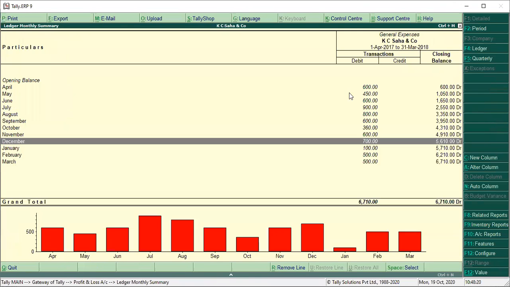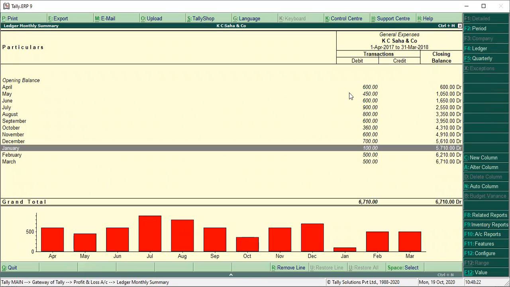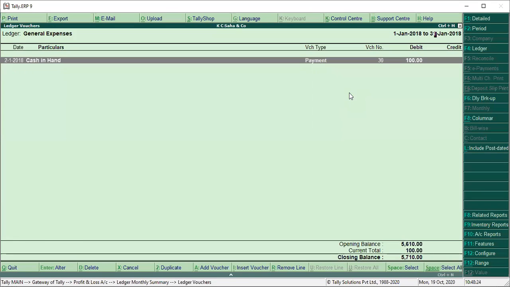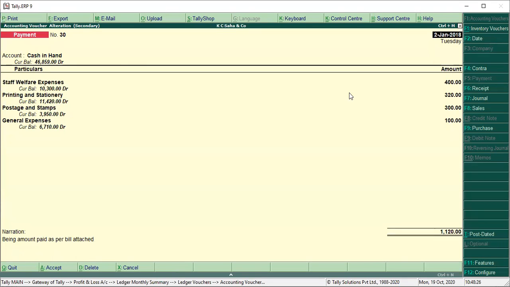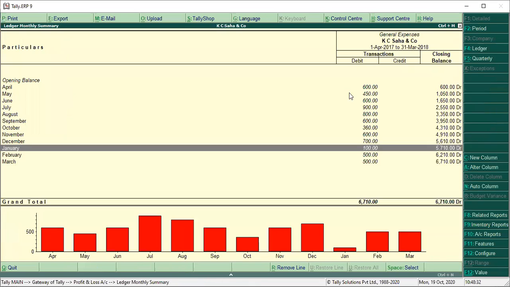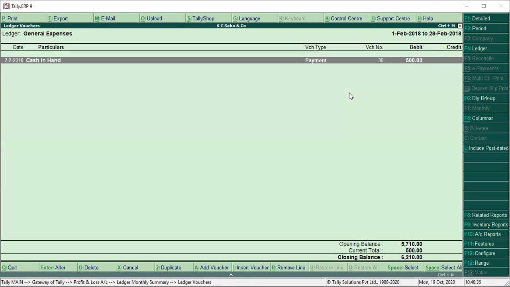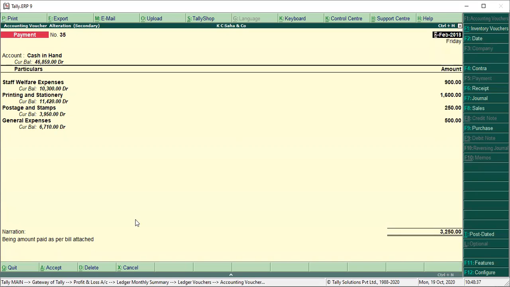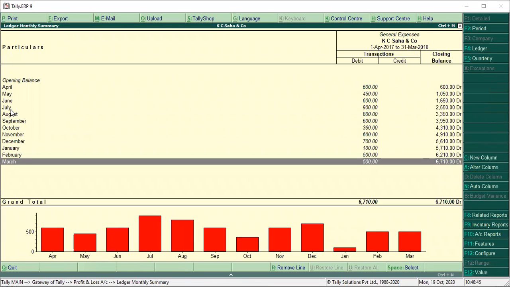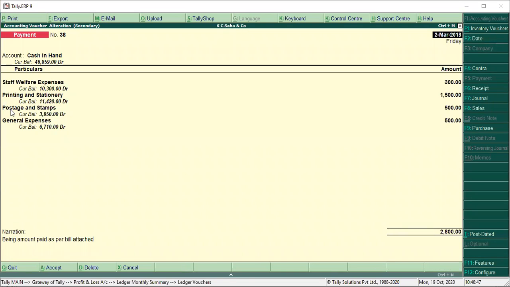Okay, the next is January month. 100 rupees. Amount paid as per the bill, they are saying. Okay, matlab it's correct only. No need to change anything. February month, bill as per attached. That means correct only, all the expenses over here. No need to change.